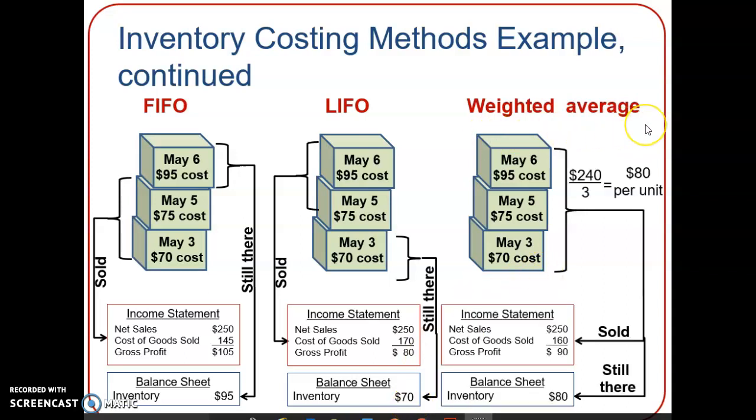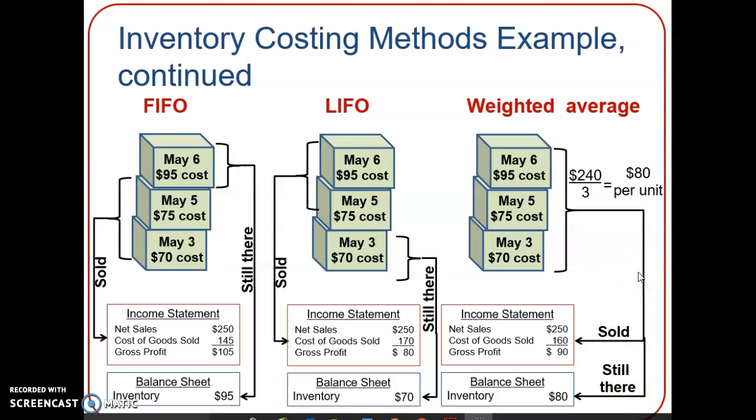The weighted average method says, I don't care. I don't assume either first in, first out, or last in, first out. I treat them equally. How do I treat them equally? I have a weighted average cost of the units, and I use the same weighted average cost for both the cost of goods sold calculation and the ending inventory calculation.